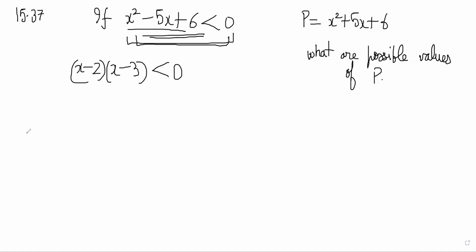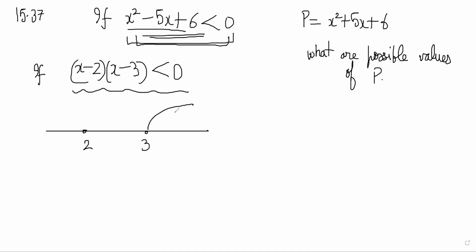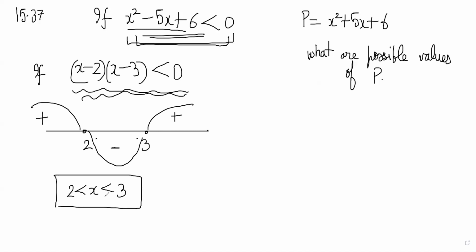So if this is less than 0, by wavy curve, you can see that 2 and 3 are the numbers. If it is above 3, it is positive. Between 2 and 3, it is negative. And below 2, it is positive. So it is obvious that if this is less than 0, then x should be between 2 and 3. So the meaning of the first condition is that x lies between 2 and 3.